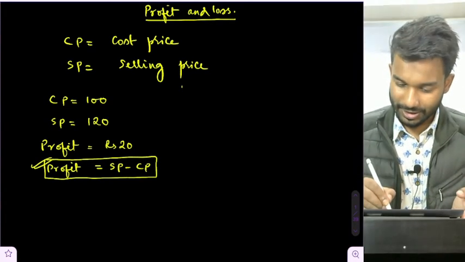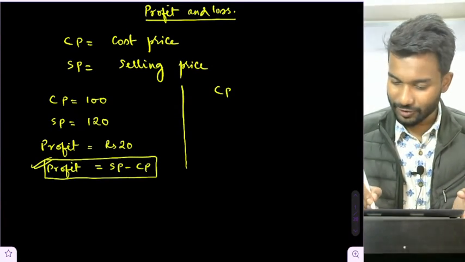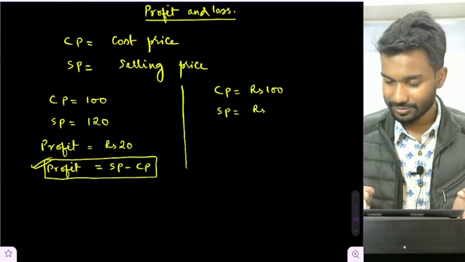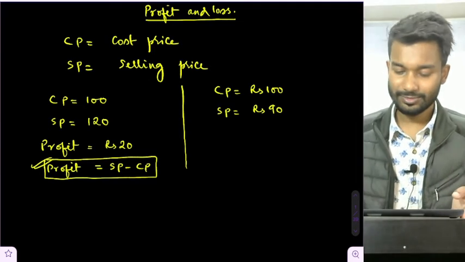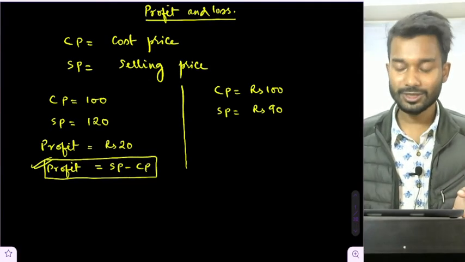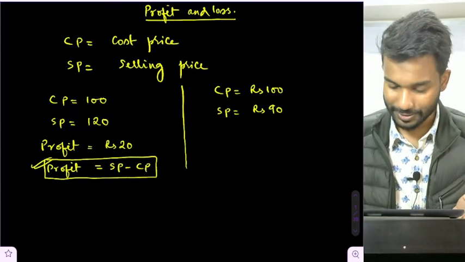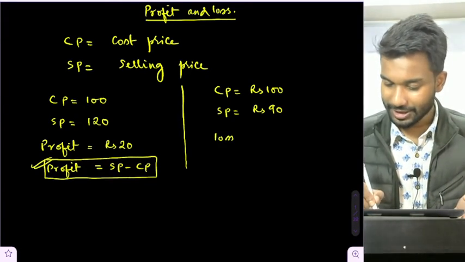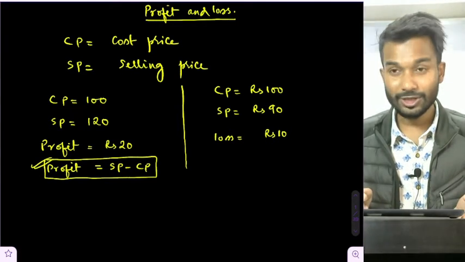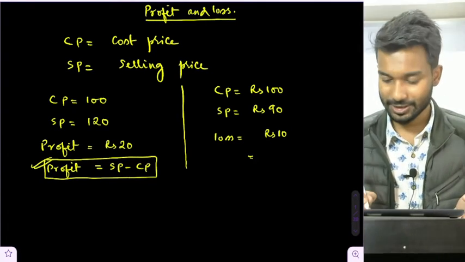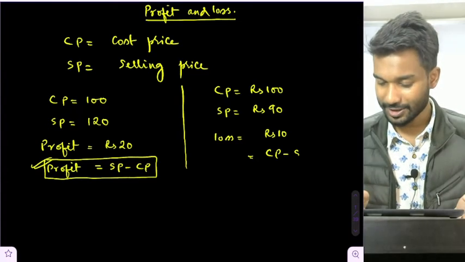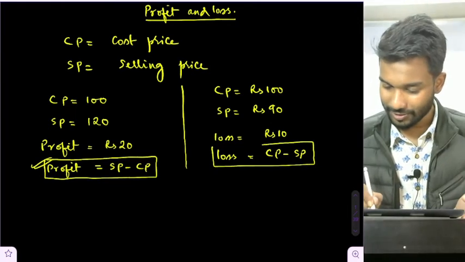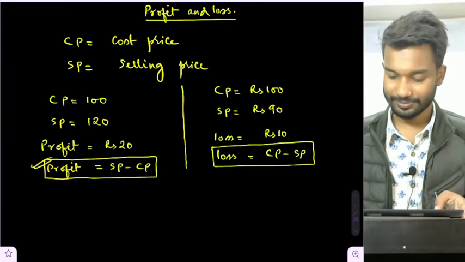Secondly, now I purchase the article for rupees 100 and I sell the same article for rupees 90. In this case, there is a loss. So how much is the loss? You will say there is 10 rupees loss. So how did you get 10 rupees? We are doing cost price minus selling price, CP minus SP. So this is our next formula: loss equals CP minus SP.